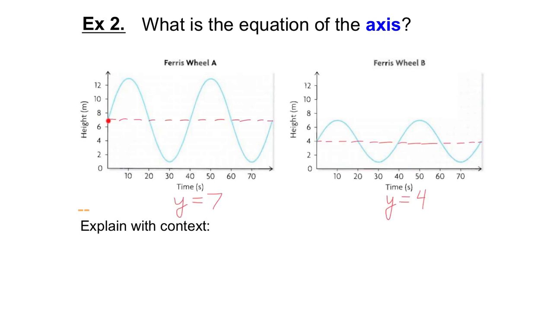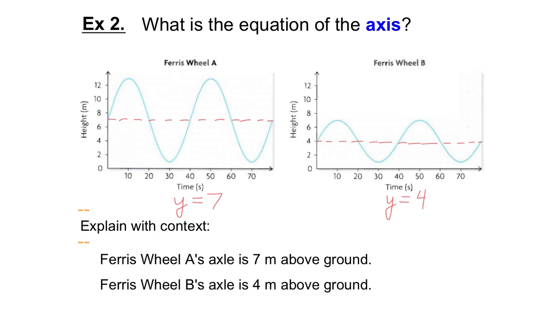Well, we can see the central axis for the first Ferris wheel is y equals 7. And for the second one, y equals 4. But what does that mean? How do we use this to explain anything about the Ferris wheel? Well, if you recall from the warm-up, the central axis refers to where the axle of the wheel is. The center of the wheel is 7 meters above the ground for Ferris wheel A and 4 meters above the ground for Ferris wheel B. So we've related part of the graph to what it means in the actual situation.